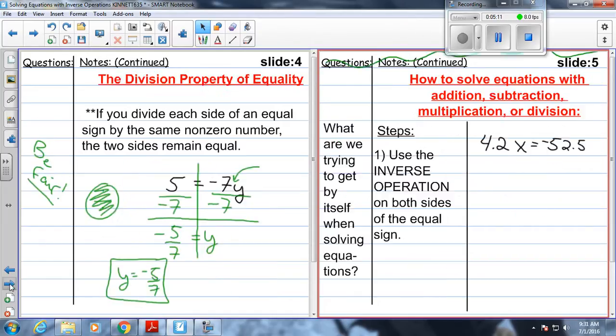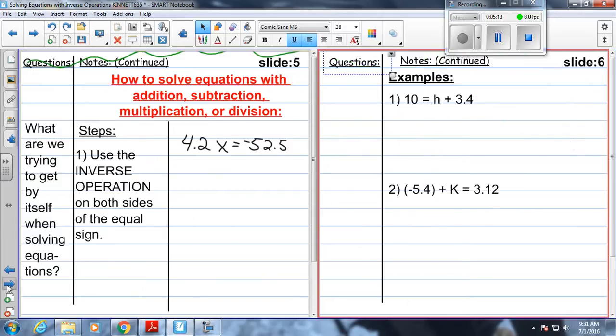And again, we're about to use these skills, and I have a couple steps on the next slide here. I'm going to ask that you pause one more time and copy these down.